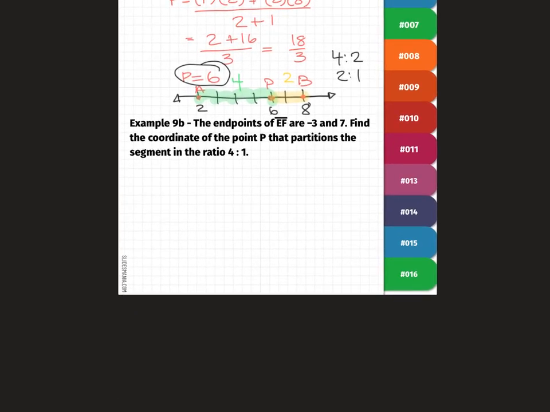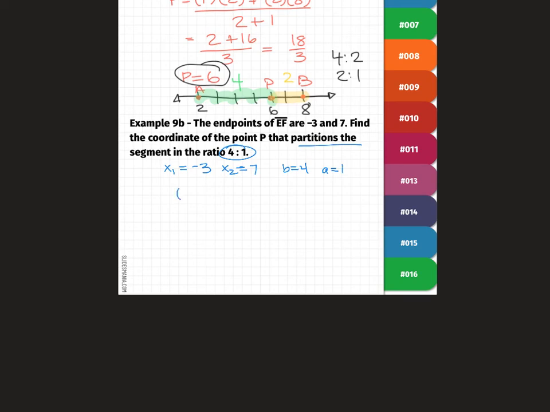All right, so we're working on our last example for this lesson. So the endpoints of EF are -3 and 7. So X1 would be -3, X2 would be 7. We're looking at a partition of 4 to 1. So that means that B is equal to 4 and A is equal to 1.